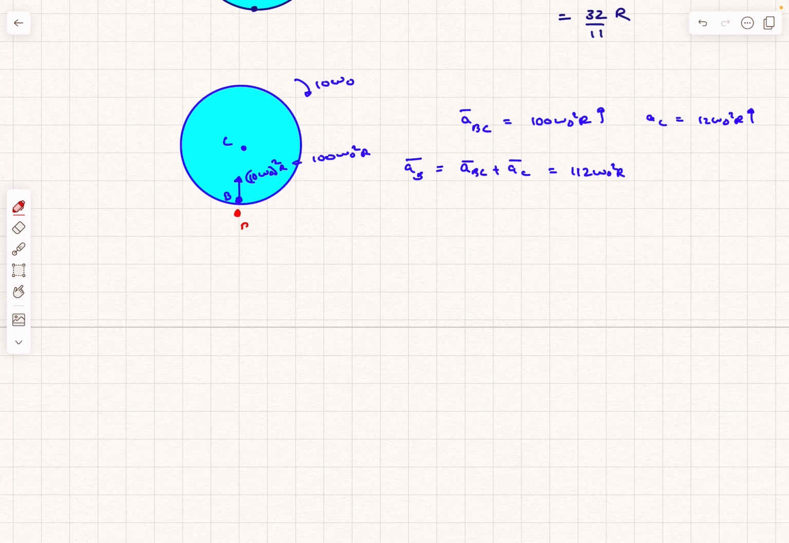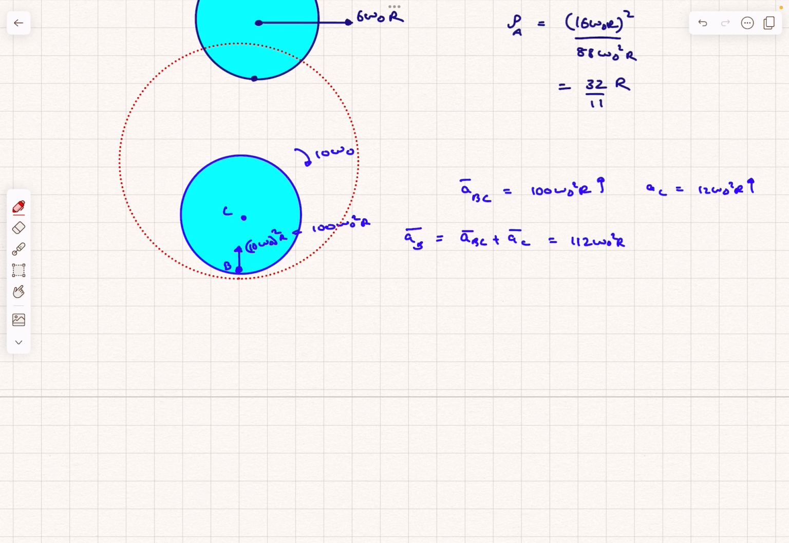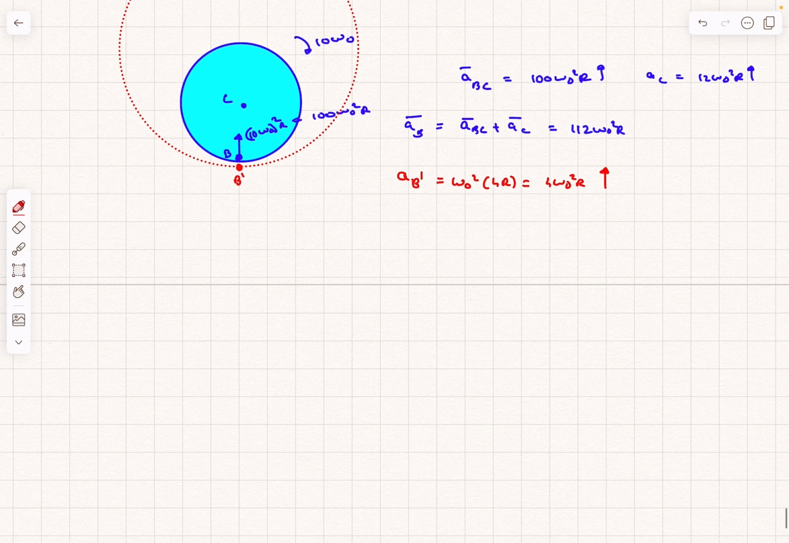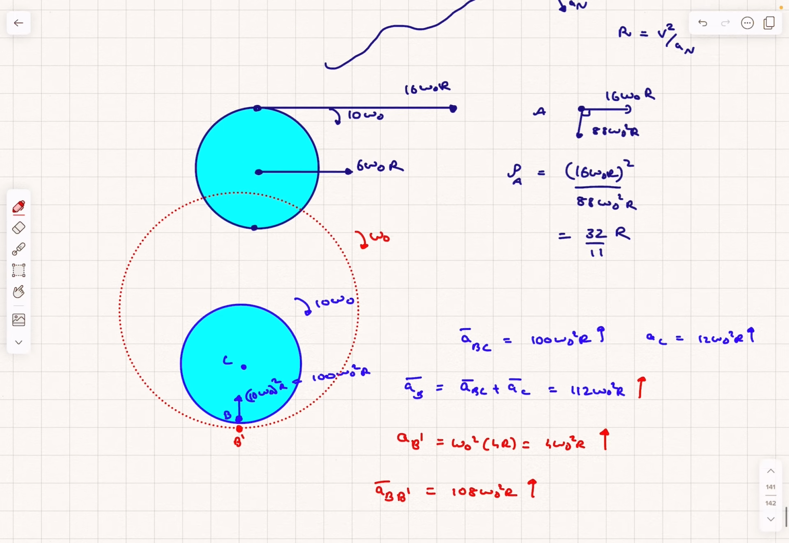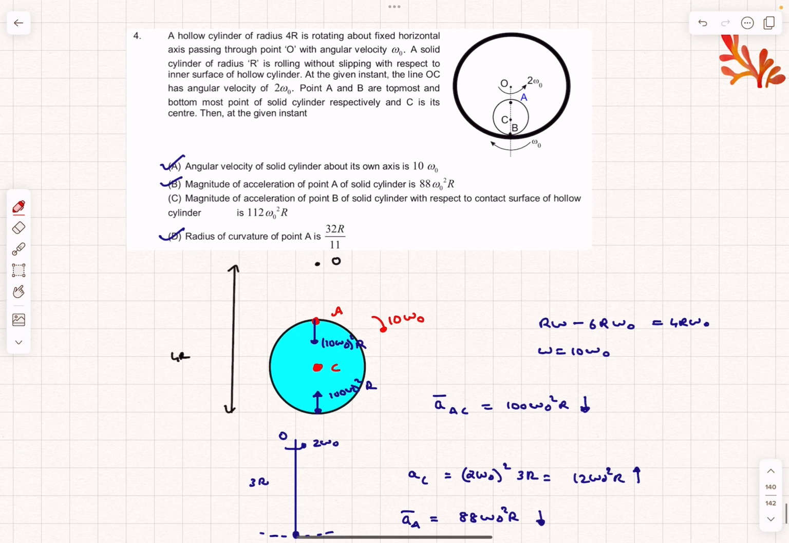Let's call the contact point just B dash. Now the contact point, guys, is attached to our big cylinder. And the cylinder itself is performing fixed axis rotation with an angular velocity of omega naught. So the acceleration of B dash, as B dash is performing a circle of radius 4r, is going to be omega naught square times 4r in the upward direction. So what they essentially asked was the acceleration of the point B relative to B dash. This is going to be 108 omega naught square r in the upward direction. And therefore option C is actually wrong.